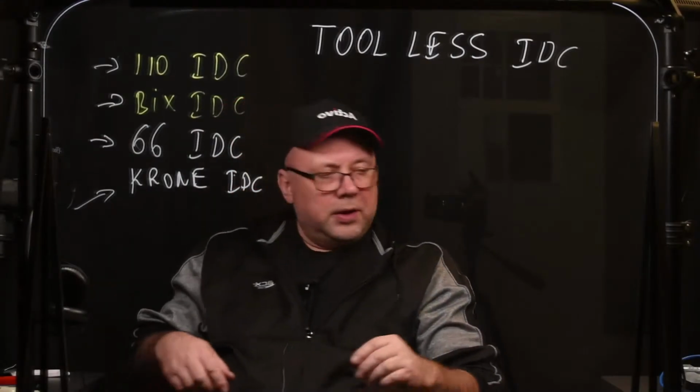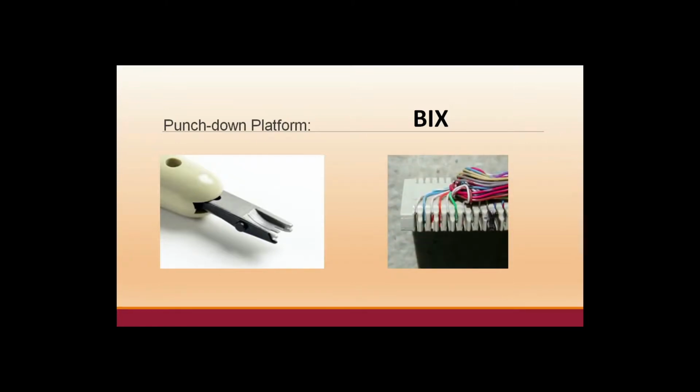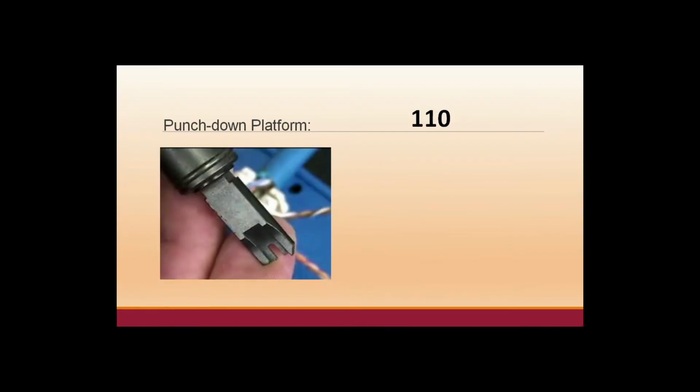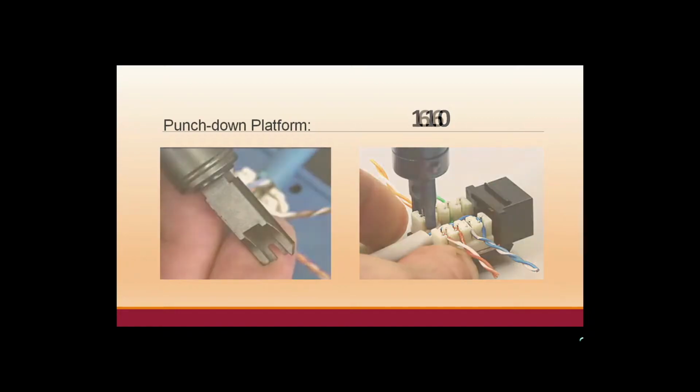Yeah. Now let's keep going with this here. So that's the BIX, and it is used on the BIX terminals. Okay, now 110. That's what the head looks like for the 110 punch down tool, and this is how it is done. We have just done that in the previous video.